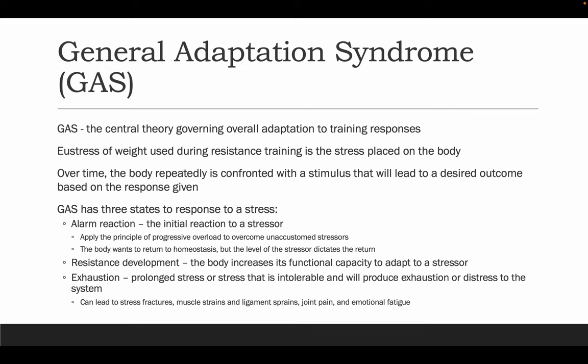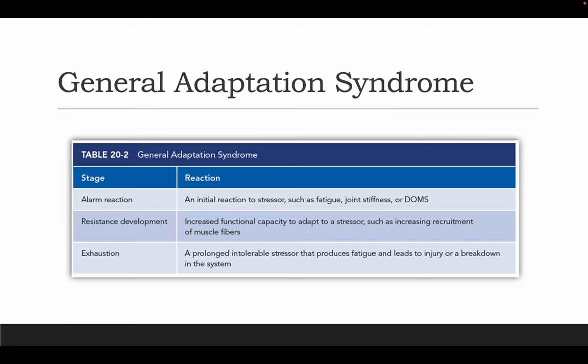Basically, what happens is that if you repeatedly put a stimulus in front of yourself, what's going to end up happening is you're going to get the given response that you're looking for. Why? Because we go through those three phases, like I said last slide. The alarm reaction, resistance development, and then exhaustion. All right, now each one of them has their own specific parameters that we'll go through, but they're more about how your body responds. So the alarm reaction, like it looks right here, what's the reaction of your system? It's that initial reaction. There's fatigue, joint stiffness, and then DOMS, delayed onset muscular soreness.